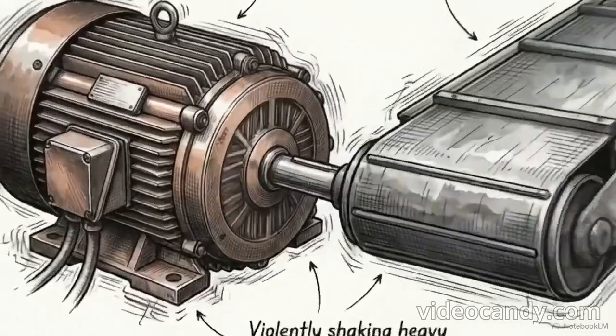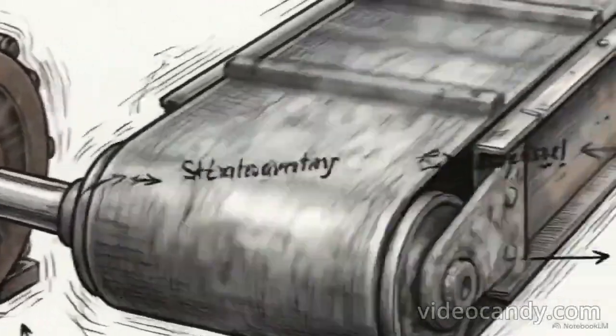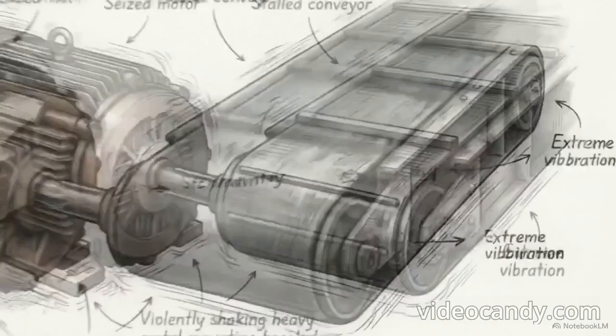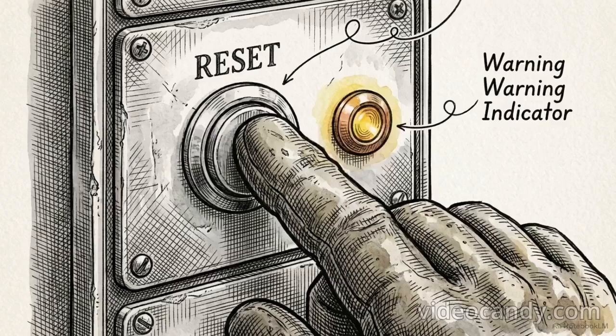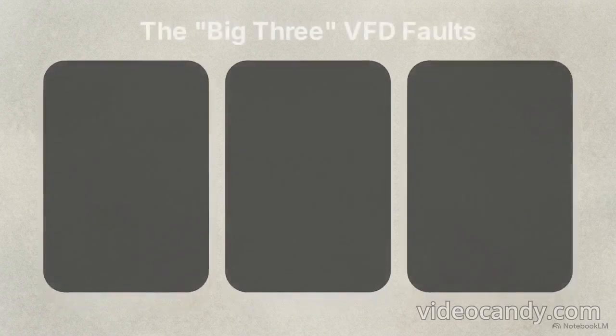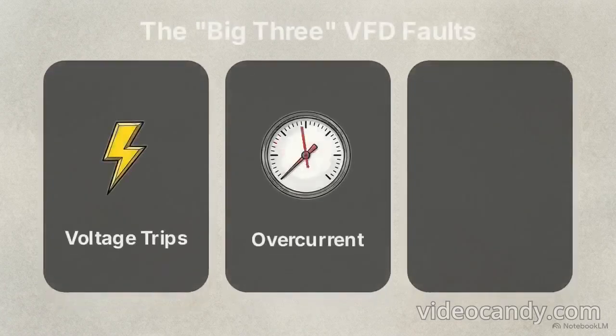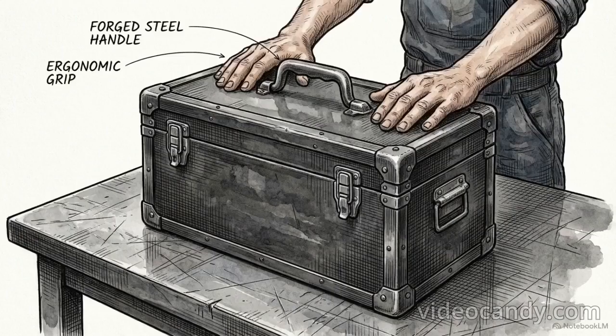Imagine a fully loaded production line, humming along perfectly, and then, instantly, it all grinds to a jarring halt. The screen on your variable frequency drive flashes a fault code. Resetting it might get the line moving for a few minutes, but it doesn't solve the underlying issue. We are going to break down the big three VFD faults: voltage trips, overcurrent, and electromagnetic interference, so you can trace them to their source.